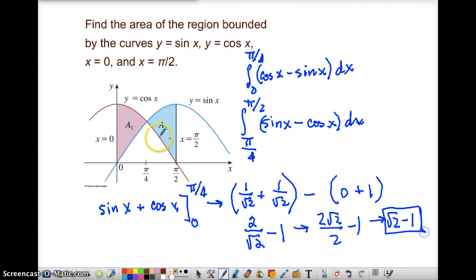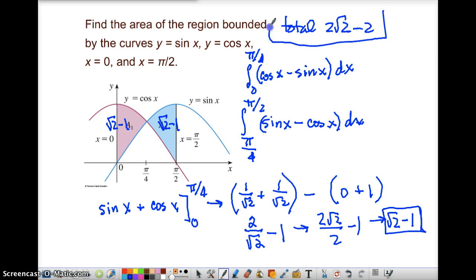Now, that's just this area, root 2 minus 1. We would also find this has the same area, so the total shaded area is 2 root 2 minus 2. And that's not terrible.